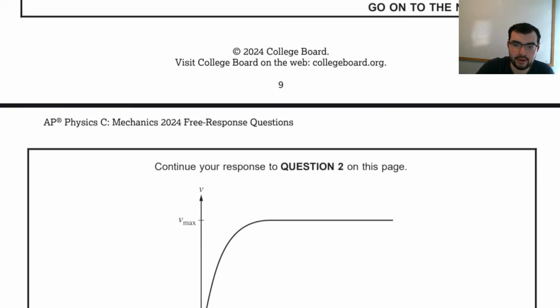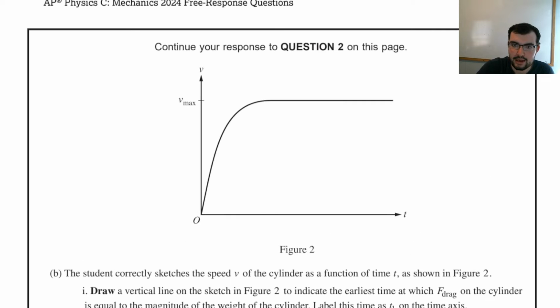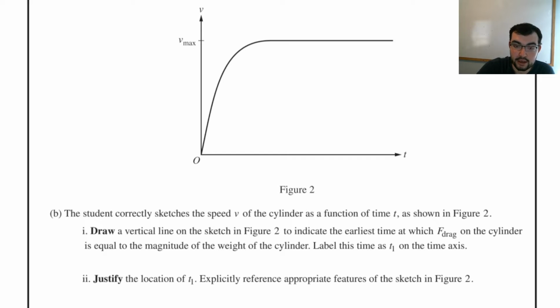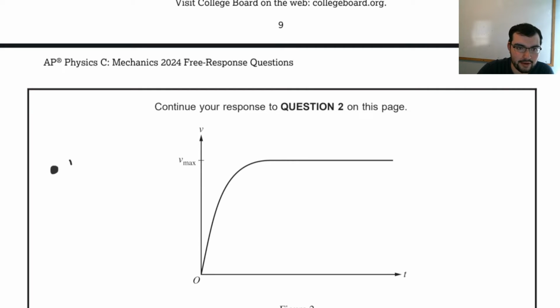That would work. Okay, now we sketch the speed v as a function of time t, and that's given in this figure. Draw a vertical line on the sketch to indicate the earliest time at which F drag is equal to the magnitude of the weight. So, before we do this, we are given that the drag force is equal to the weight force. And what does that mean? Well, now if we go back to our free body diagram, we can do what we were tempted to do at the beginning and set the forces equal.